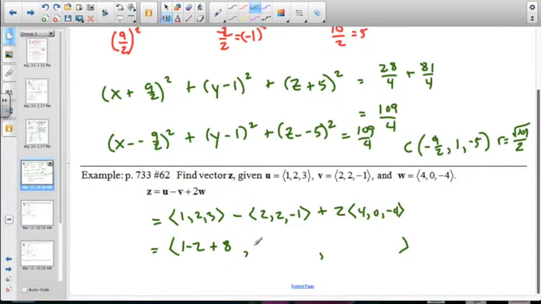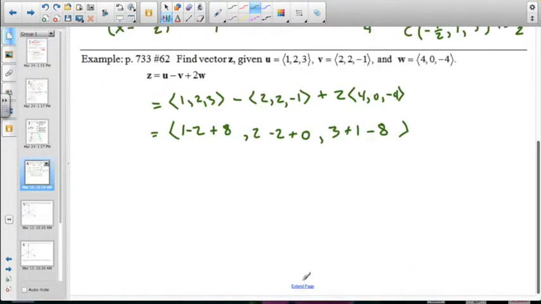My y components are going to be 2 minus 2 plus 2 times 0. So that's 0. And then my z components are going to be 3 minus a negative 1, which is plus 1. And then the last one is 2 times negative 4, or minus 8. So vector z then looks like, when we do the math here, this is going to end up being minus 1 plus 8, which is 7. This ends up being 0. And this ends up being 4 minus 8, which is negative 4.